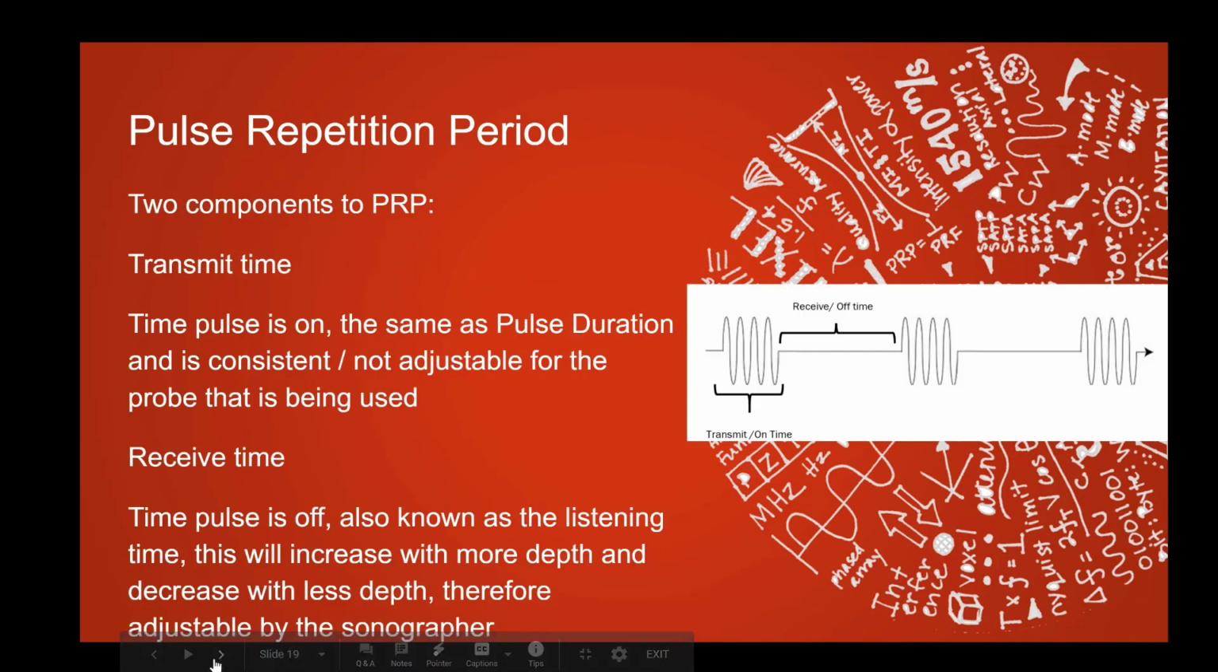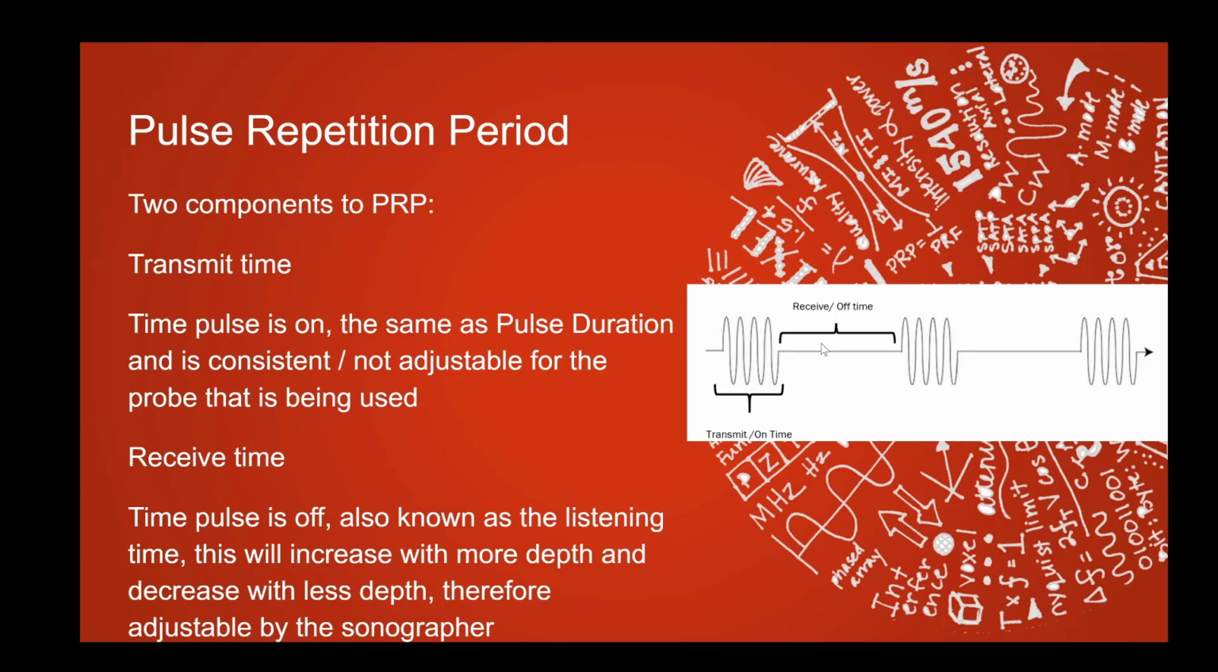So again, just to reiterate some of the things that we were talking about here with the pulse repetition period, it really plays into the fact that there is on time and off time. So remember that transmit time or on time is the same as pulse duration. It's when that pulse is active. And we cannot adjust this part. This part is set by the machine.